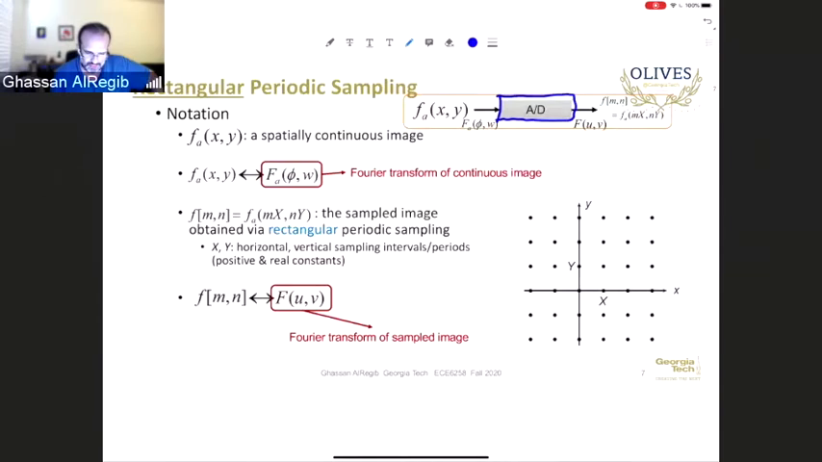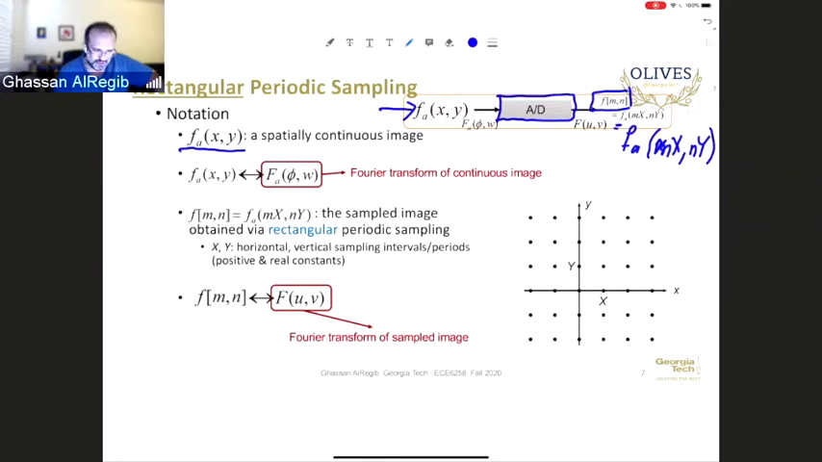The input from the left, I will label as small f sub a, for analog. So this is a spatially continuous image, f sub a of x and y. And then on the other side, the output, I have my discrete signal f of m and n. And if you notice in here, I'm calling f of m and n equal to f a, sampling the x with this capital X, actually the m, sorry, capital X, and the n with capital Y.